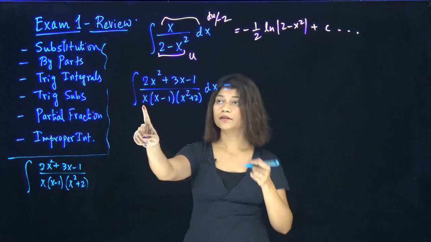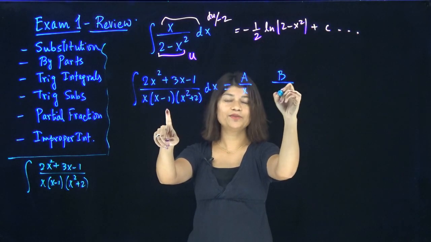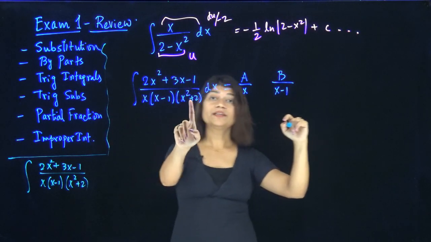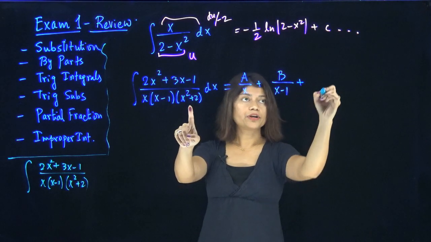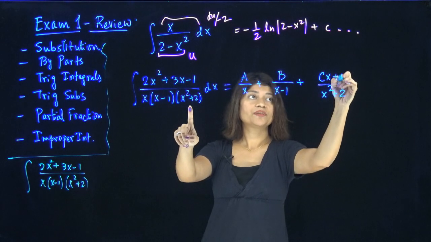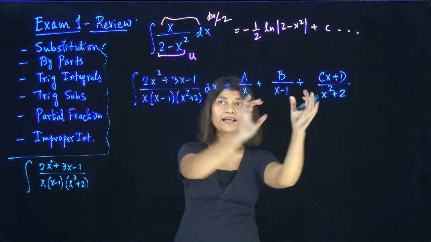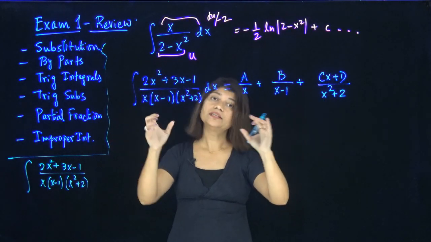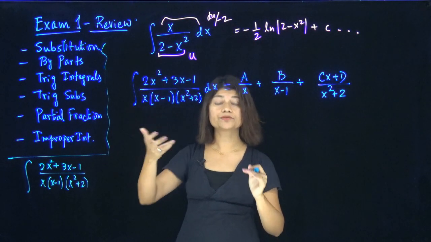Here nothing is repeated. Okay, for x we will have A over x. For x minus 1 you will have B over x minus 1. They're both linear, so you put a constant on the top. But the last one is a quadratic, so you will not write C, but you will write Cx plus D. And then the idea is you have to find A, B, C, and D, right? Doing the algebra, you add them together, then you take the two numerators equal to each other, then you can do the coefficient matching method, or you can plug in x values, okay?